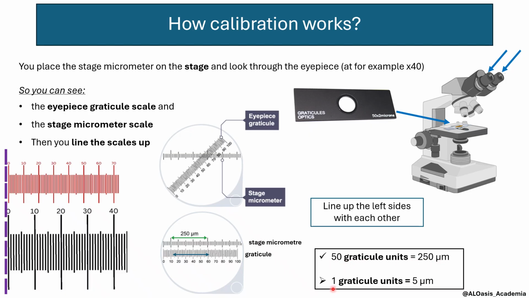So now we want to work out, for one graticule unit, how many micrometers does it equal? It equals 5. How did you find that? We just divide this side by 50 and divide this side by 50. Then one graticule unit equals 5 micrometers, in this specific example, when we are using this specific magnification or objective lens. Remember this number because we're going to use it now in another example. So one graticule unit equals 5 micrometers in this specific example.